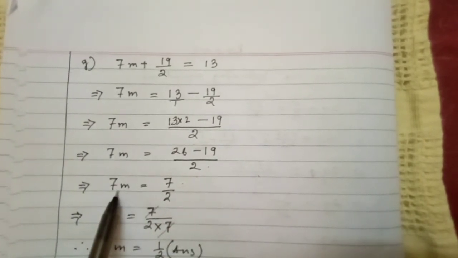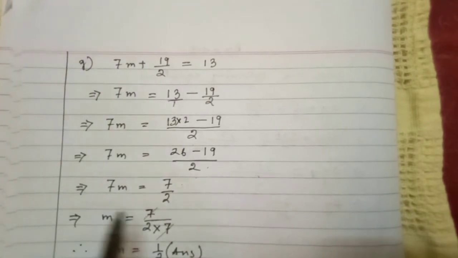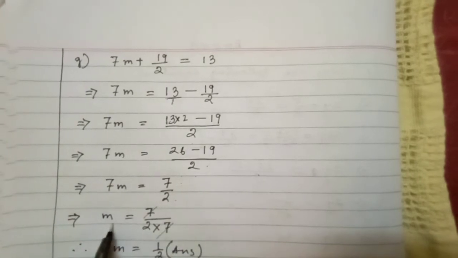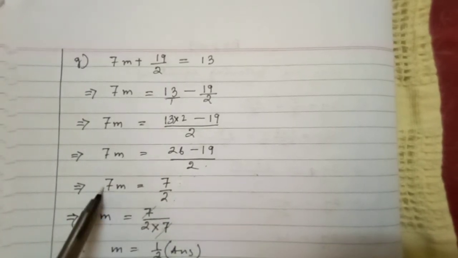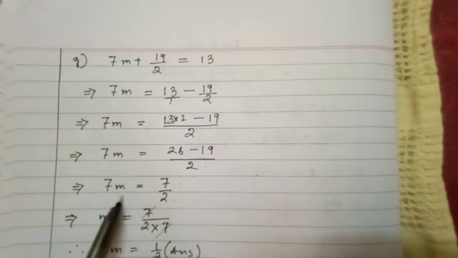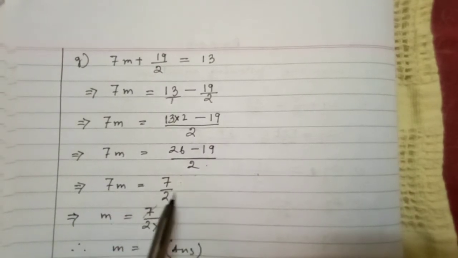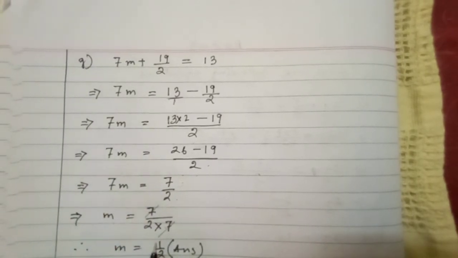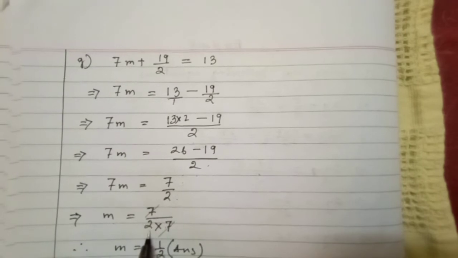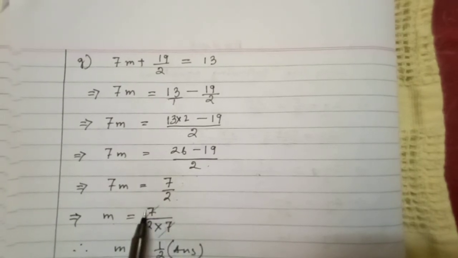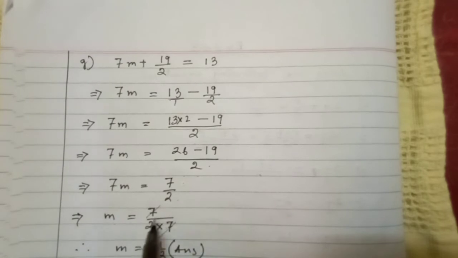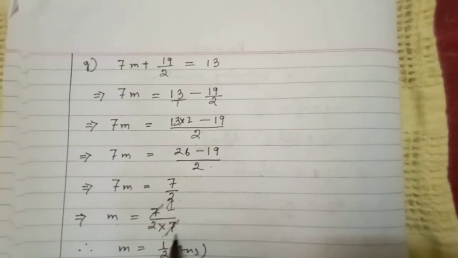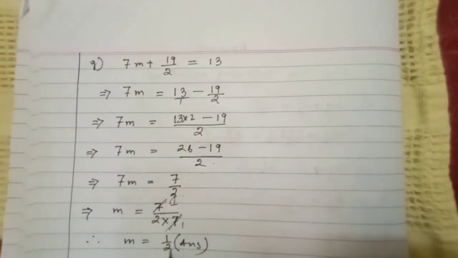Then 7m, every time we will write 7m here. 7m is equal to 7 by 2. Now m is equal to 7 by 2, and this 7 will go down, division, it was multiplication here. To remove it, we need to divide both sides. We are not writing those steps, but directly we do 7 by 2 into 1 by 7. 7 1s are 7, so the 7s cancel, only 2 is left. So in the numerator it is 1, and the denominator 2. Understood?